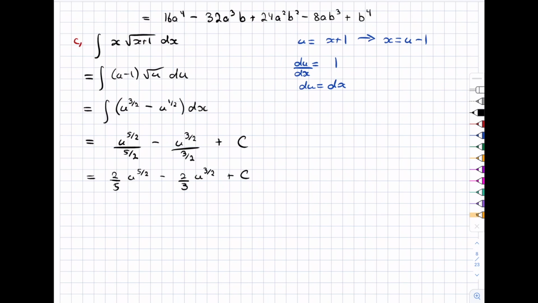And we need to make sure now to back substitute for our original variable, which was x, okay? So now we use this substitution and plug it back in to these two terms. So we have 2/5 (x plus 1) to the 5/2 power minus 2/3 (x plus 1) to the 3/2 power, and of course, plus c. And that's the end of part C.